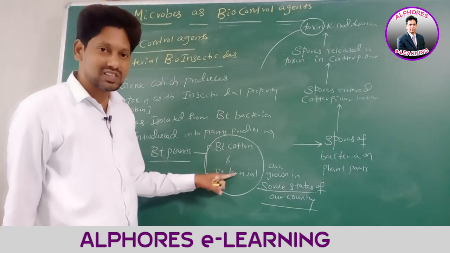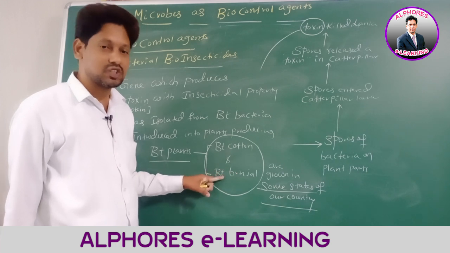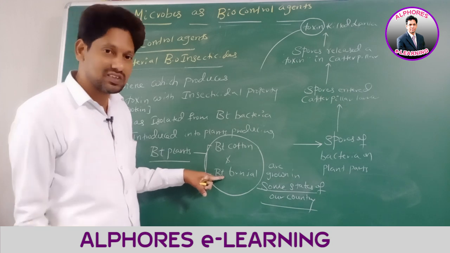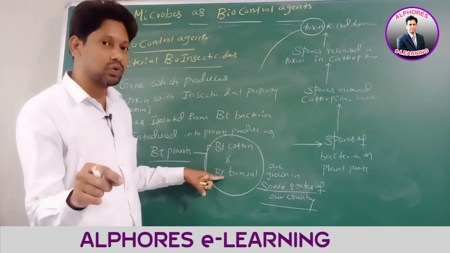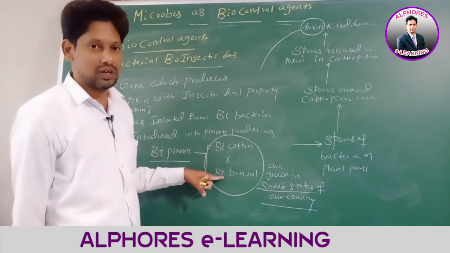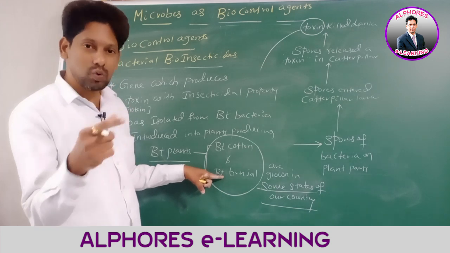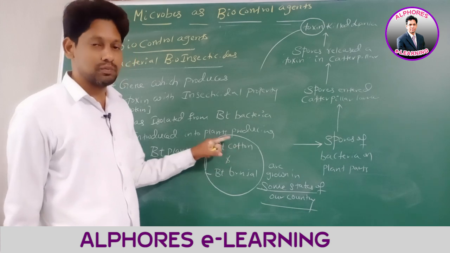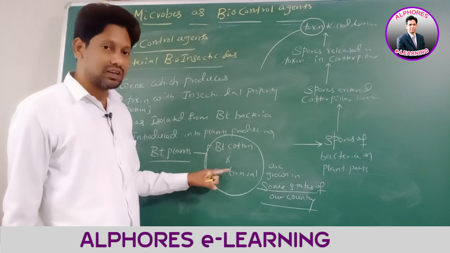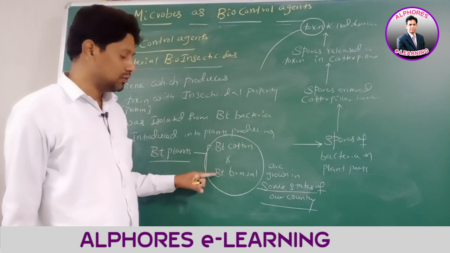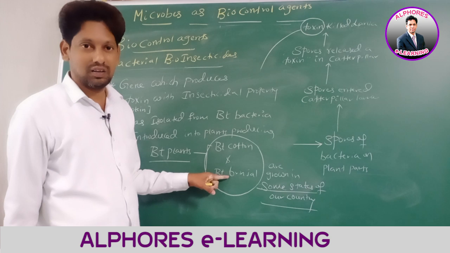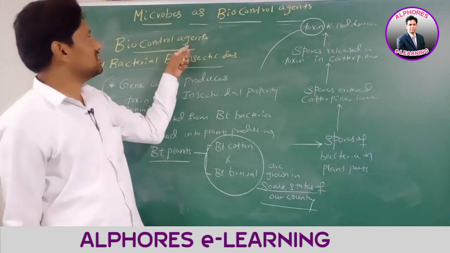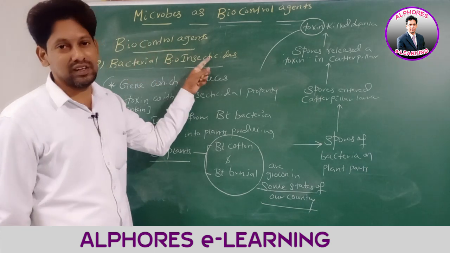Bt gene means what, sir? Bacillus thuringiensis bacteria has a gene which produces a toxin. That toxin has the ability to kill insects. Is this statement okay? That gene was isolated from bacteria and introduced into the cotton plant, producing Bt cotton. If that gene is introduced into a brinjal plant, it produces what, sir? Bt brinjal, right? This is about bacterial bioinsecticides, right?